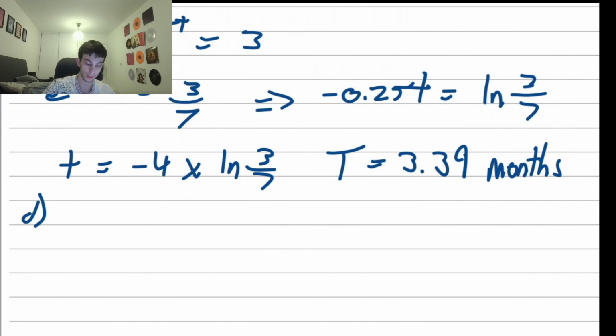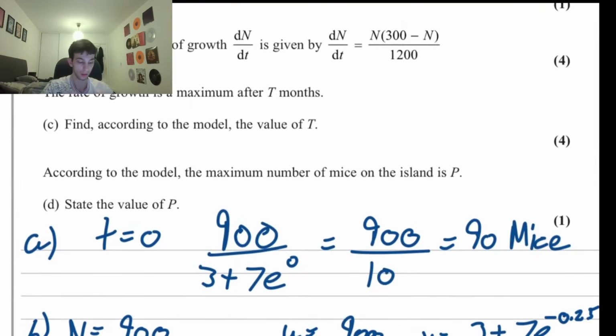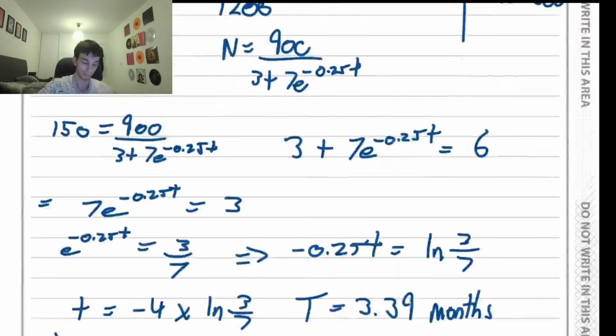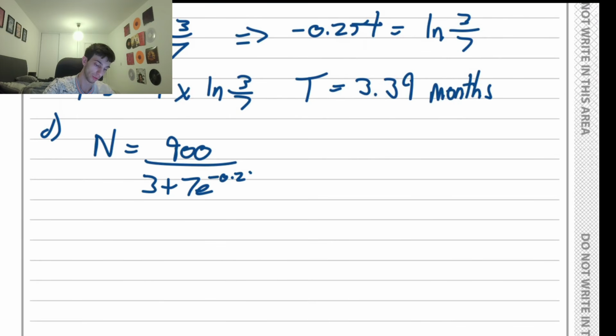Now we're going to move on to part D. They like to do these kind of questions at the end. Part D, they want us, according to the model, the maximum number of mice on the island is P. So the maximum number of mice, state the value of P. Okay, so what do we know? Once again, just rewrite your original equation. We know that the number of mice equals 900 over 3 plus 7 times e to the minus 0.25t.